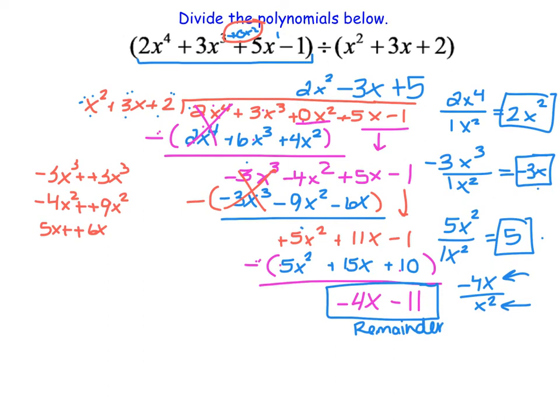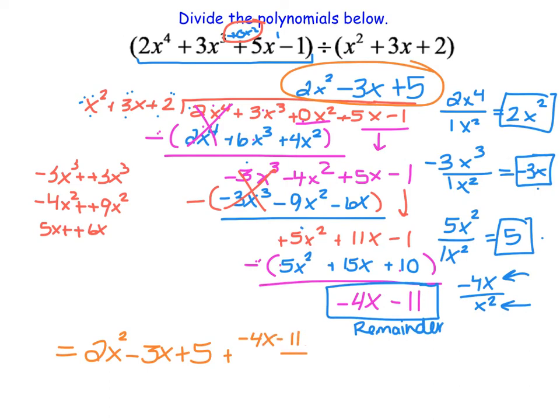So we're going to write our final answer here to our division problem. It is 2x squared minus 3x plus 5, then with a remainder added on of negative 4x minus 11, all divided by our original polynomial we divided by, which is x squared plus 3x plus 2.